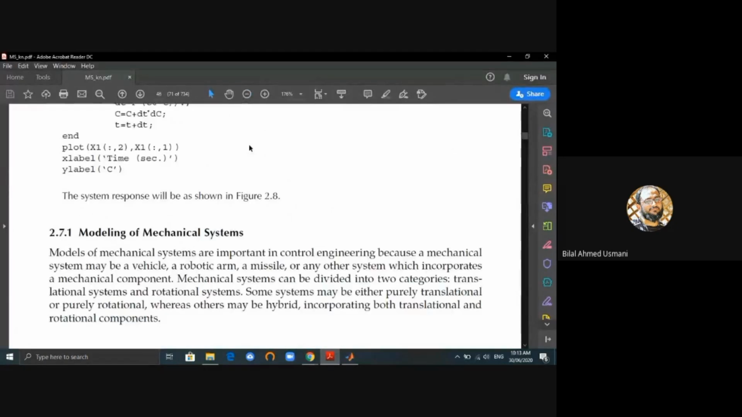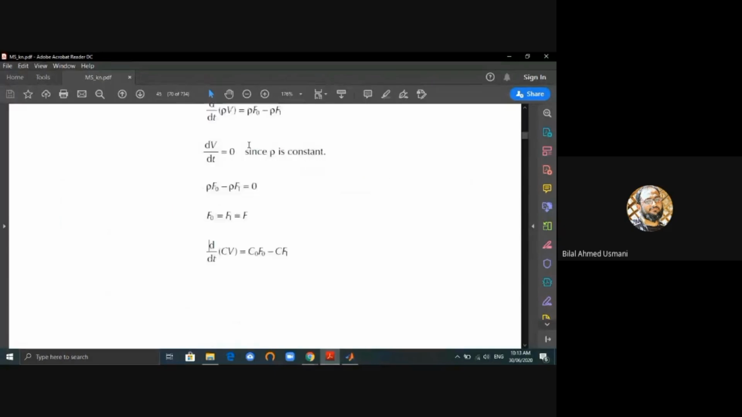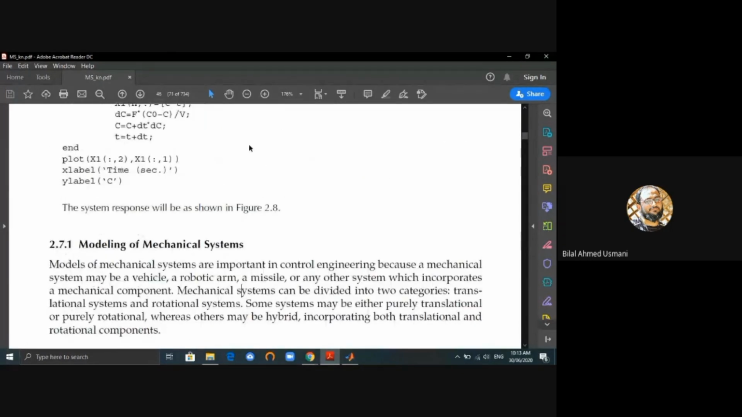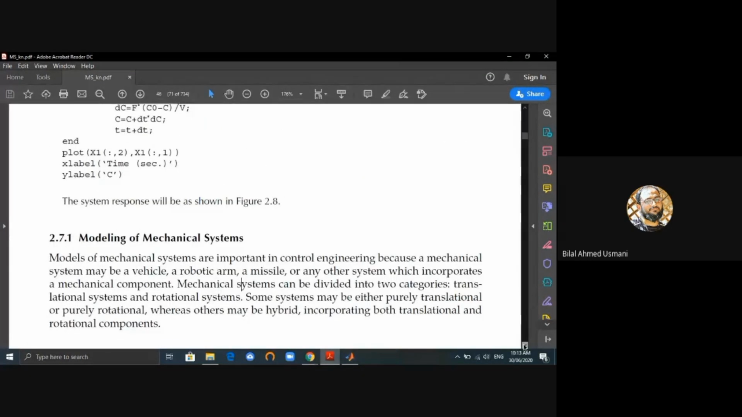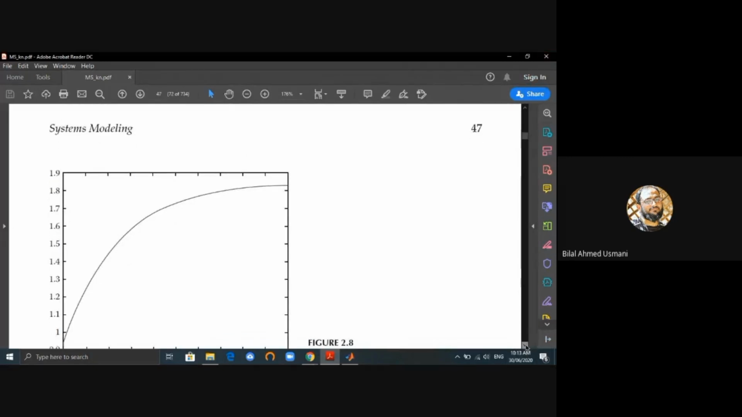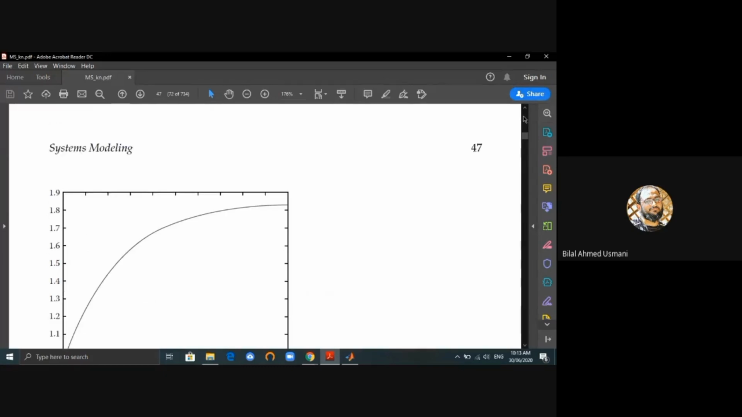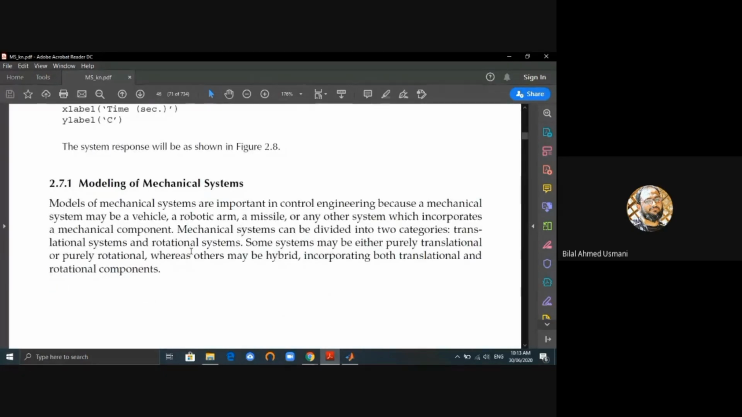Next is modeling of a mechanical system. So that was a flow diagram, and that's actually of a mechanical system. More towards your mechanics courses. Anyway, so this is actually the dynamic response of the tank, or the flow rate we just studied. So the models of mechanical system are important in control engineering because a mechanical system may be a vehicle, a robot arm, a missile, or any other system which incorporates a mechanical component.